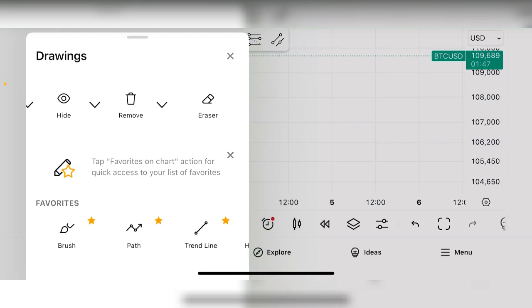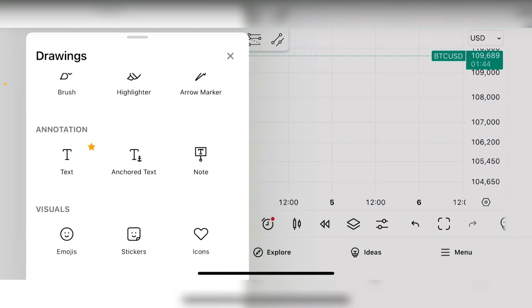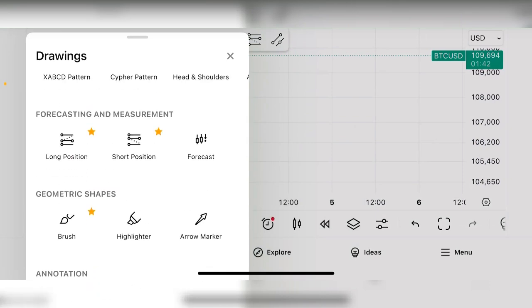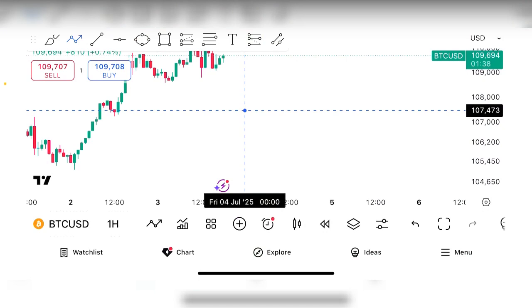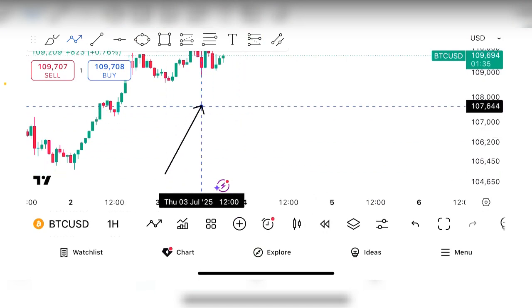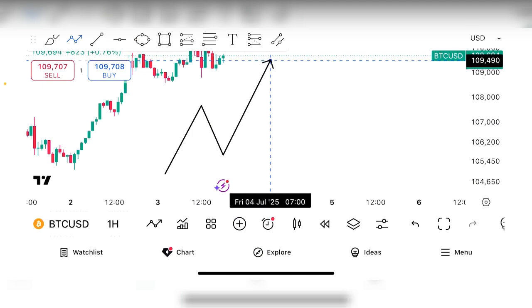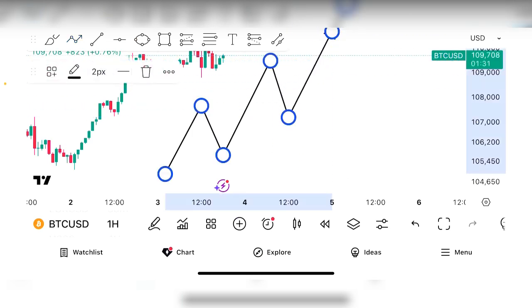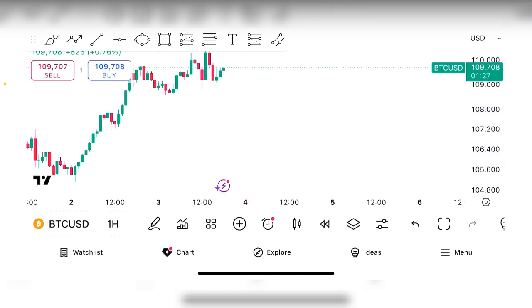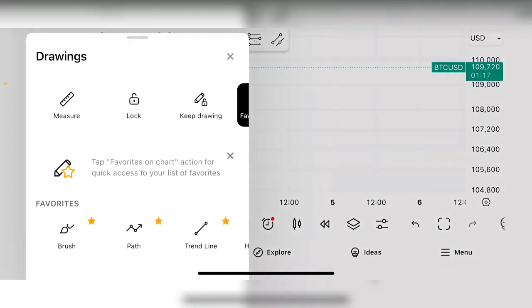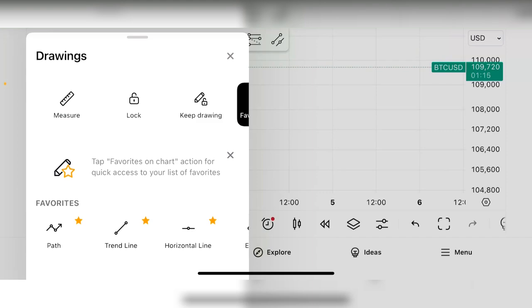So we have what is known as path tool. If you go down, you'll find the path tool. Path tool is to mark out the paths, the higher highs, higher lows, the lower highs and lower lows, like that. That is what path tool is used for. Add the path tool on your favorite. The trend line tool, add it on your favorite. The path tool, add it on your favorite. The horizontal line tool, the horizontal line tool.